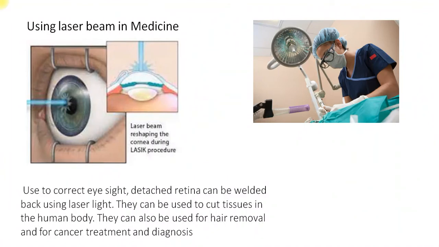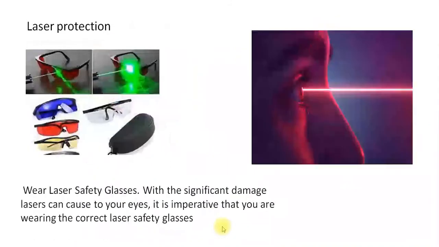Using laser beams in medicine. We can use laser beams to correct eyesight. For instance, detached retinas can be welded in place using laser beams. They can also be used to cut tissues in the operating theater neatly. They can be used to remove hair and sometimes for cancer treatment.